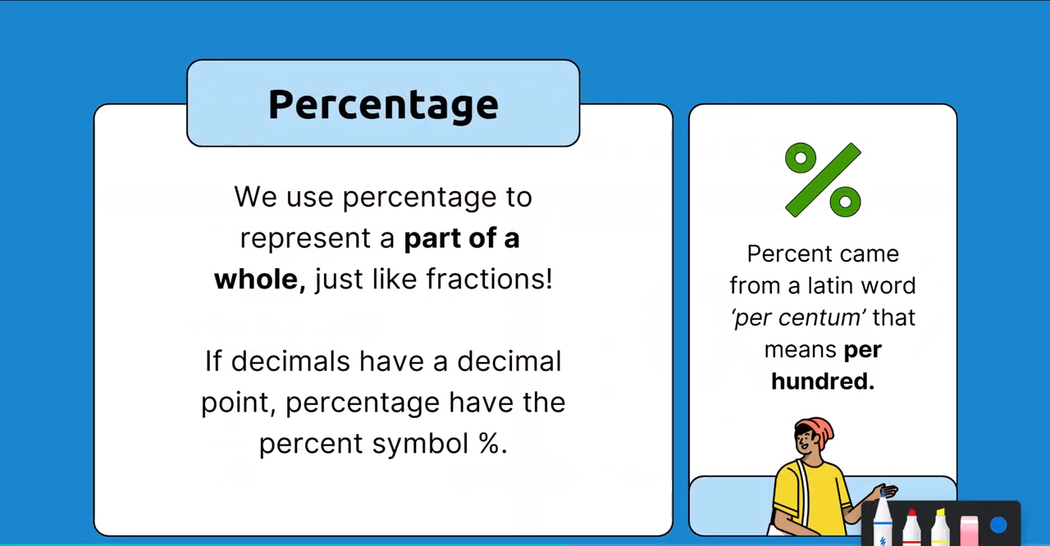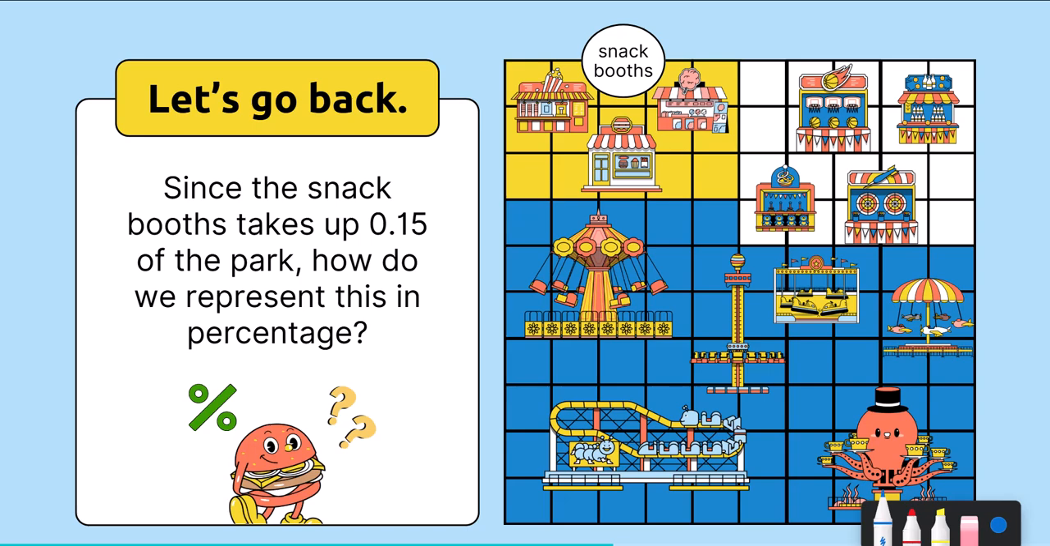Now, let's find out how to use percentage to represent the part of a whole, just like fractions. If decimals have a decimal point, percentages have the percent symbol. Percent came from the Latin word percentum, which means per hundred. Let's go back now. Since the snack booths take up 0.15 of the park, how do we represent this in percentage? Any guesses?